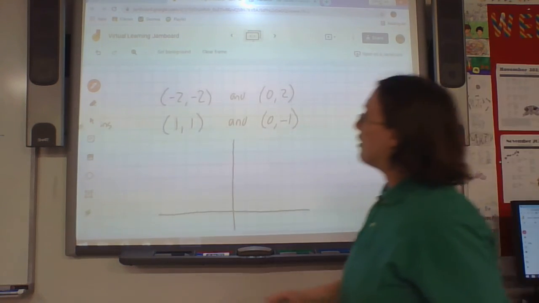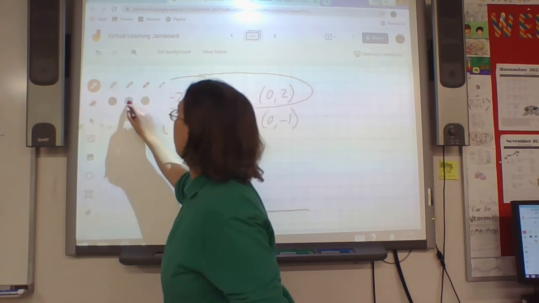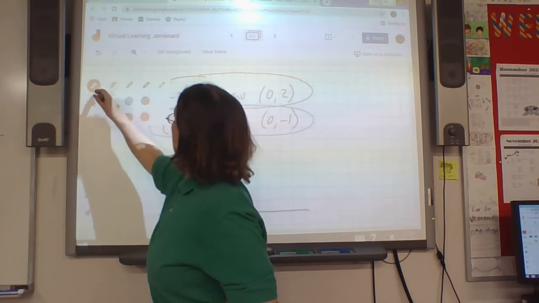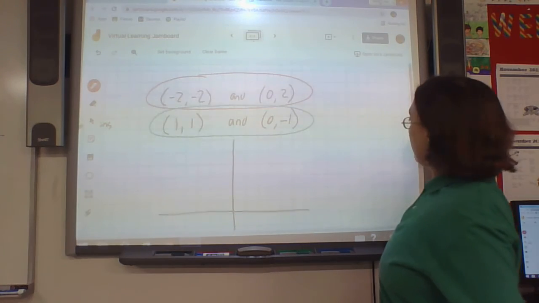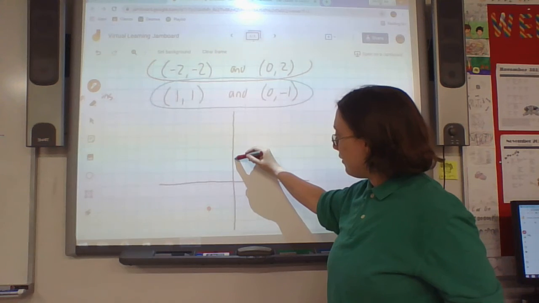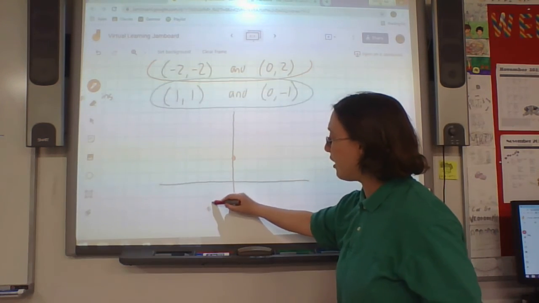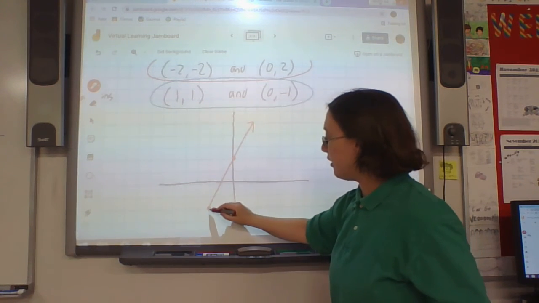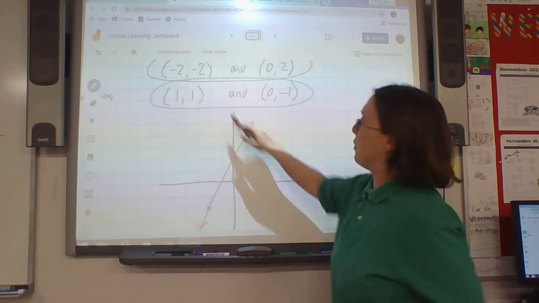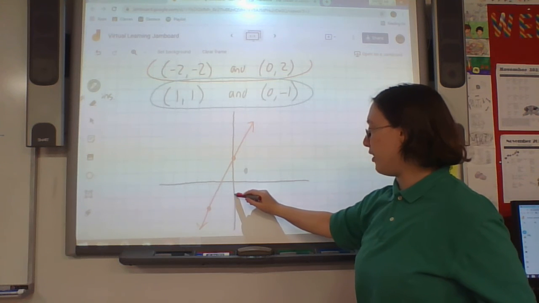Okay, let's do one more of these. So again, I'm going to make these ones red. I'm going to make these ones blue this time. Hopefully you can see the blue on there. So we've got -2, -2. We've got 0, 2. And we're drawing a line through those two. So we're drawing a line like that. And then we're drawing a line through the blue ones. So we've got one at 1, 1. We've got one at 0, -1.